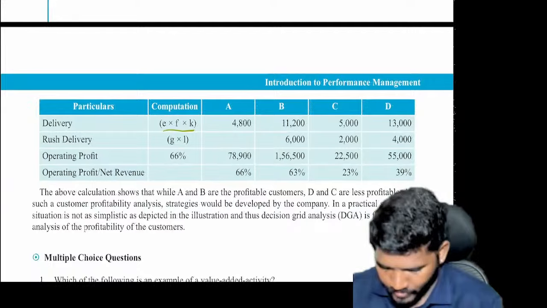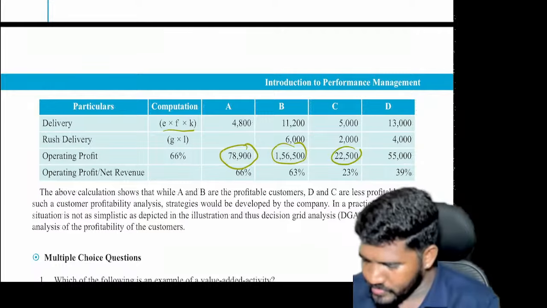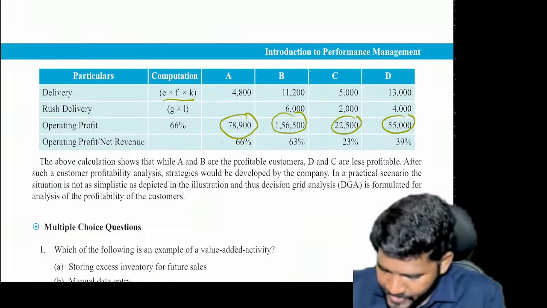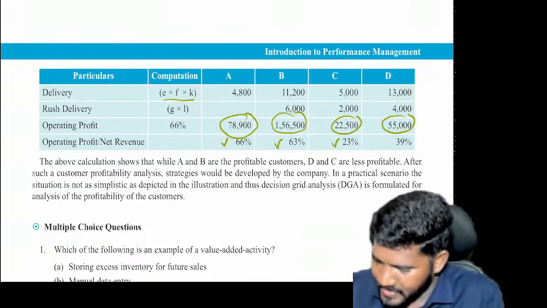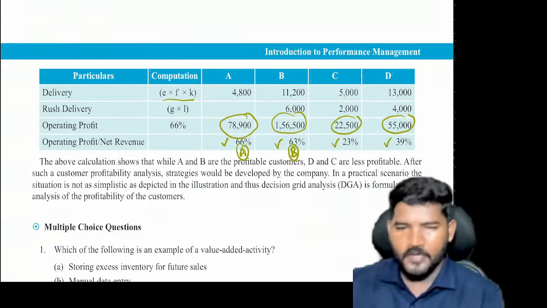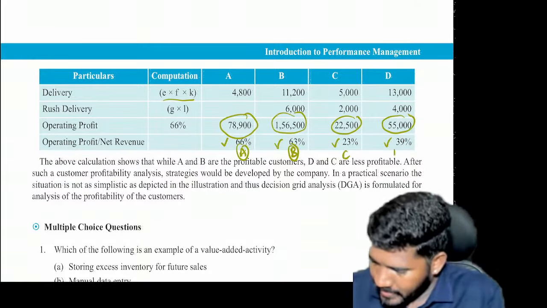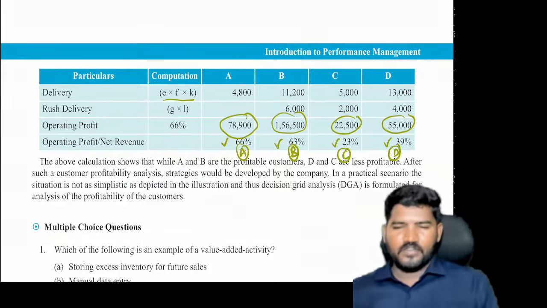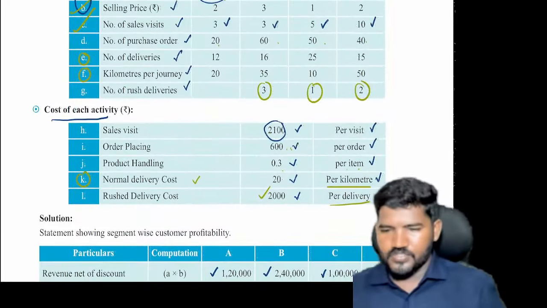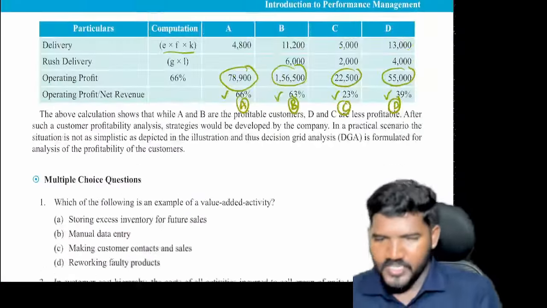After reducing all this, you will get operating profit of 78,900, 1,56,500, 22,500, 55,000. Now, if you divide it by the sales, you will get percentages of 66%, 63%, 23%, 39%. Now, A and B are high profitability customers. C and D are the low profitability customers. This case study is also provided in our board material, guys, so you can cross-check this. This is the important part regarding this chapter.